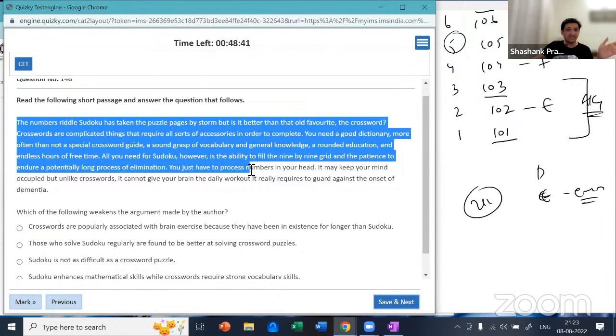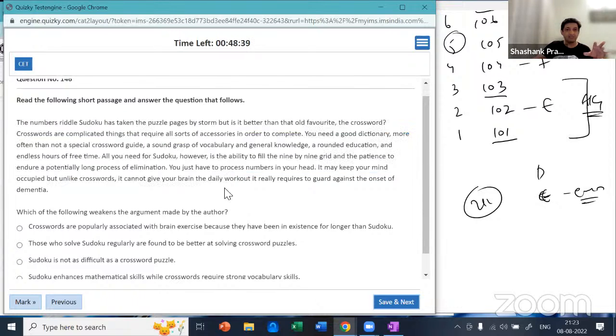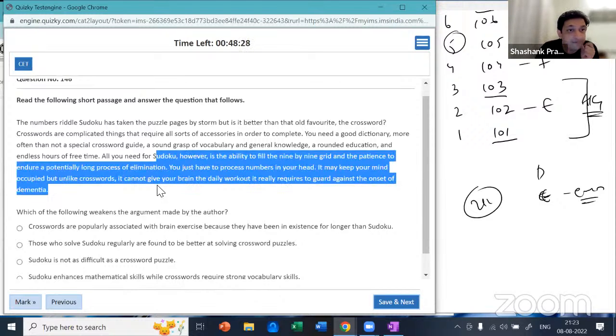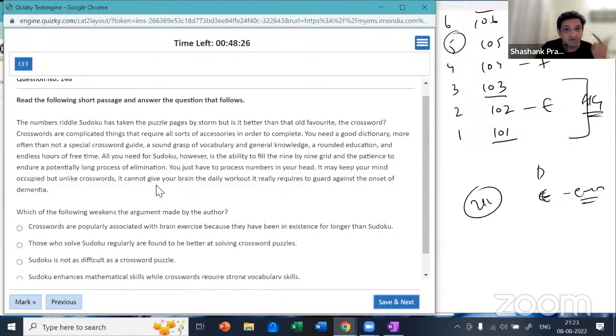Sudoku is just a 9 by 9 grid, patience, ticket, process numbers in your head. It may keep your mind occupied, but unlike crosswords, it cannot give your brain the daily workout it really requires to guard against the onset of dementia. Okay, dementia, that escalated quickly. Unlike crosswords, it cannot give your brain the daily workout. Which of the following weakens the argument?